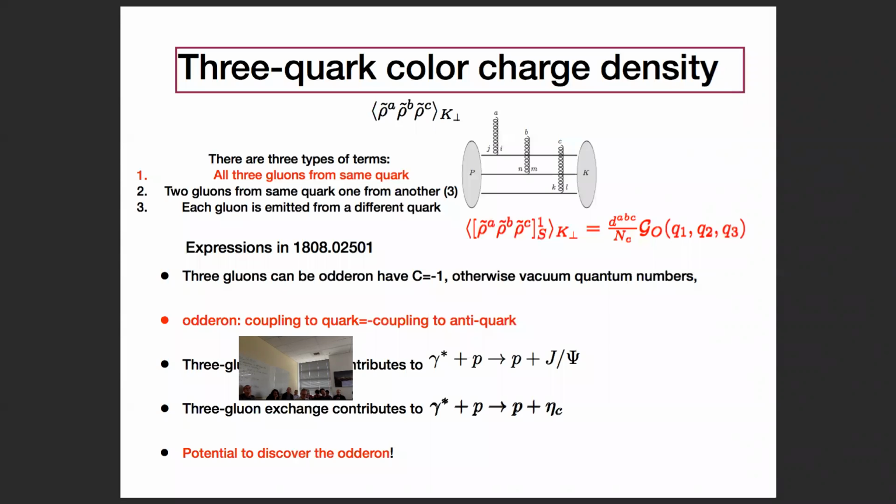And so in our calculation, the three gluon exchange contributes also to J/psi production. And the three gluon exchange also contributes to eta_c production. Not for deep side. What? Not for deep side. Yes, it does. So how is it possible?